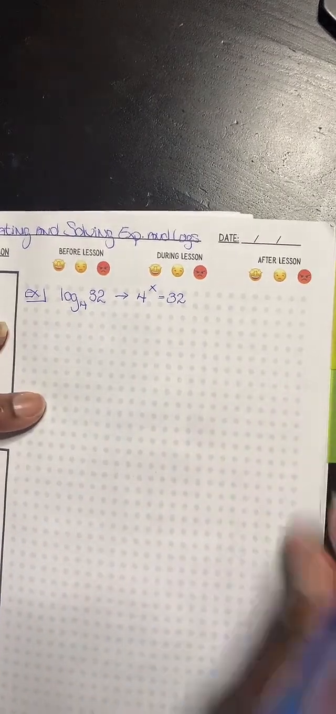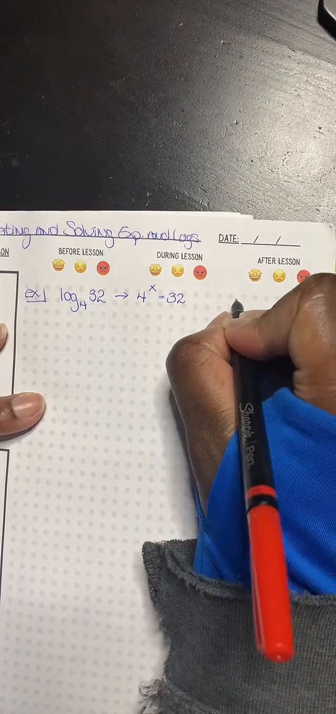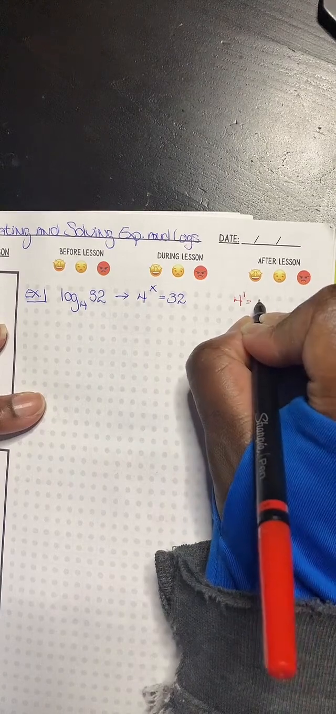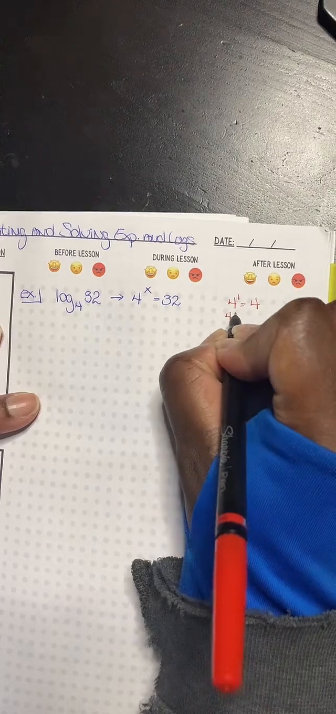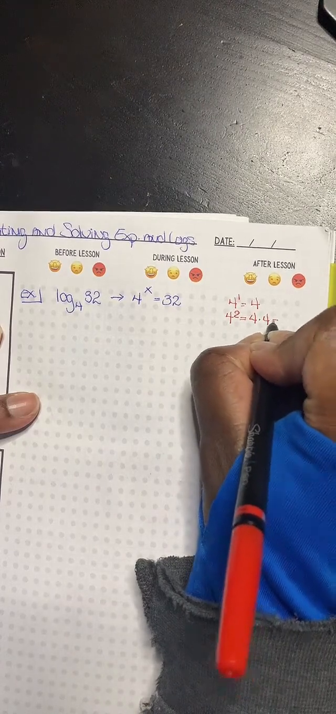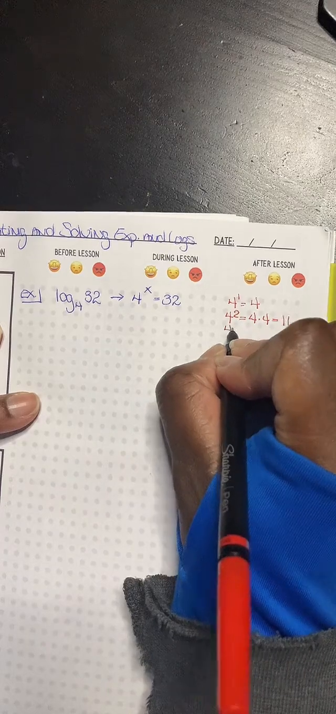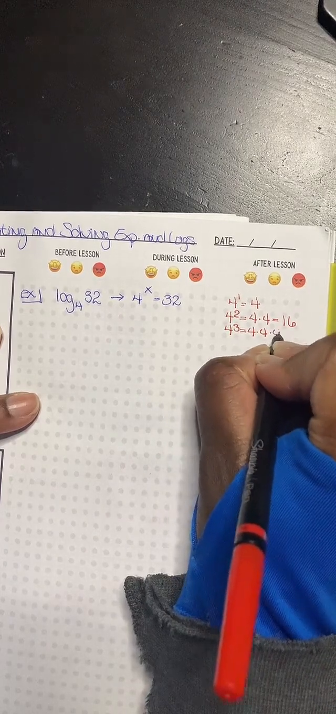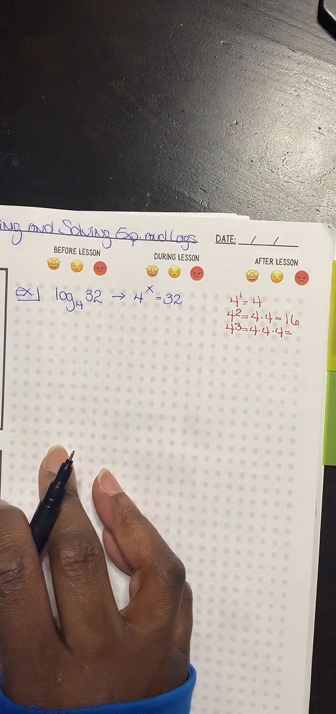Let me do a little side note. 4 to the first power is the same as saying 4. 4 to the second power is 4 times 4, which gives me 16. 4 to the third power is 4 times 4 times 4. So 16 times 4 is what?